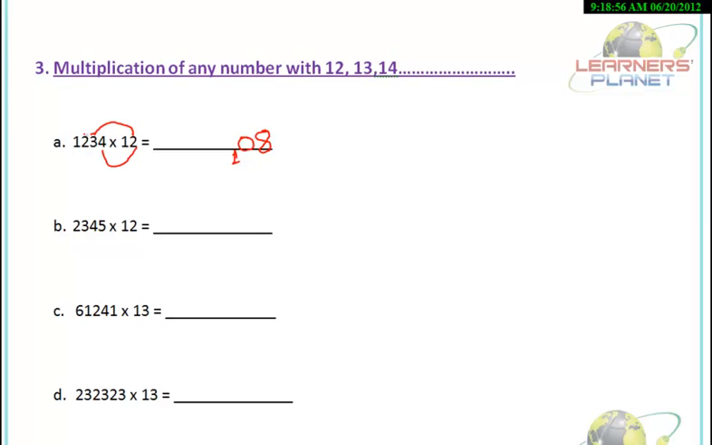Then similarly 2 2s are 4 plus 3, 7. Then 1 2s are 2 plus 2, 4, and 1 as it is. Okay, in the next step we will add the carryover to the next digit, that is 1 plus 7, 8, 4 and 1. So the answer is 1234 into 12 is 14808. Isn't it so simple, friends?